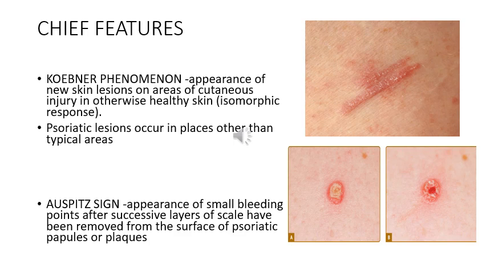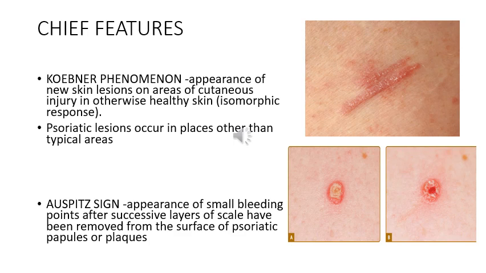And these lesions occur in places other than the typical areas of psoriasis. That means the scalp, the lower back, the back areas, the knees, and the extensor areas. These are the typical areas where psoriatic lesions are seen. But this isomorphic response can be seen in any other areas also where there is an injury. And it's also seen in other conditions like vitiligo, pemphigus, etc., other than psoriasis.